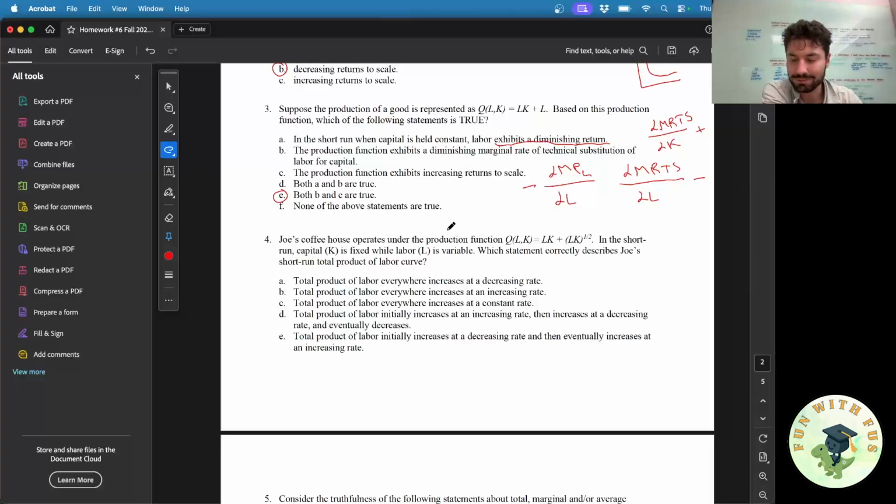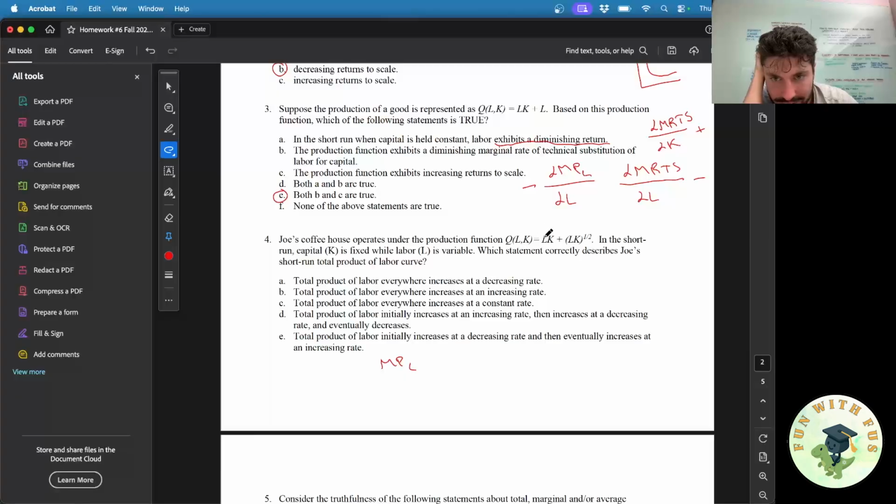But number 4, we have Joe's Coffee House operates under blah blah blah. The short run total product of labor. Okay, I'm not entirely sure. Well, labor is variable. So how would I start this? The total product of labor everywhere increases. Okay, I think what this is asking, total product of labor increases means we're looking at MPL.